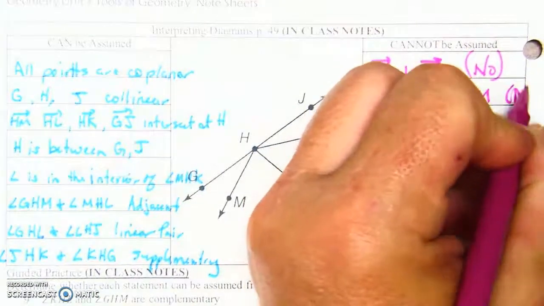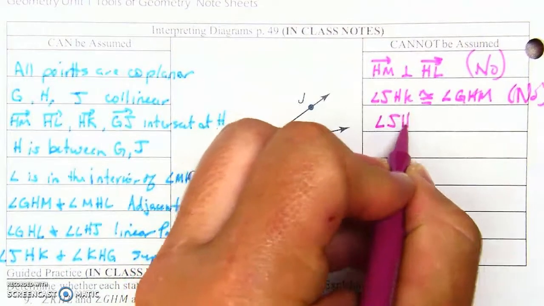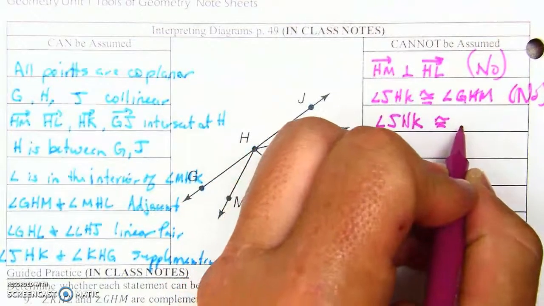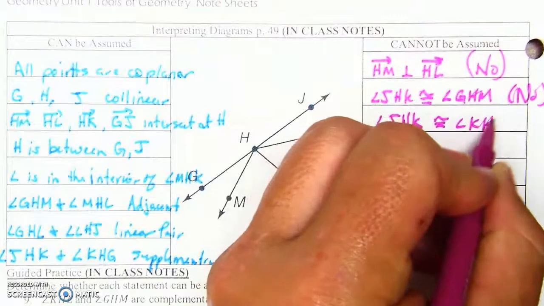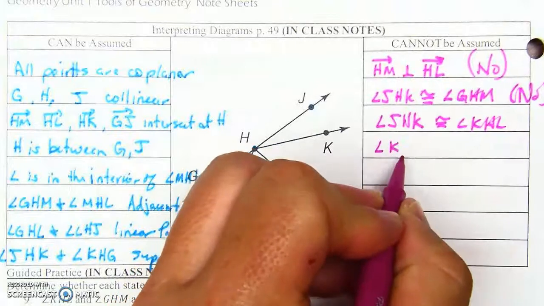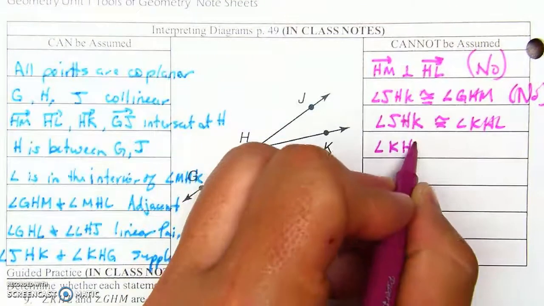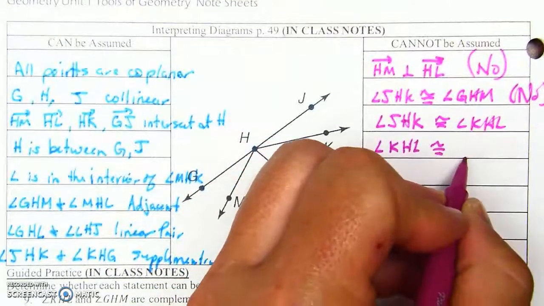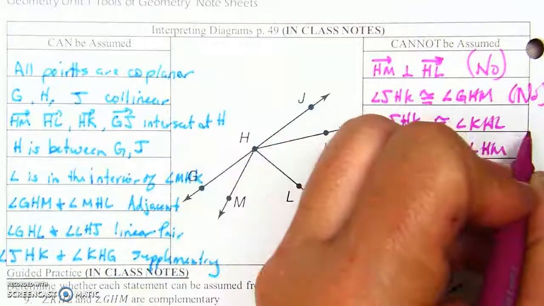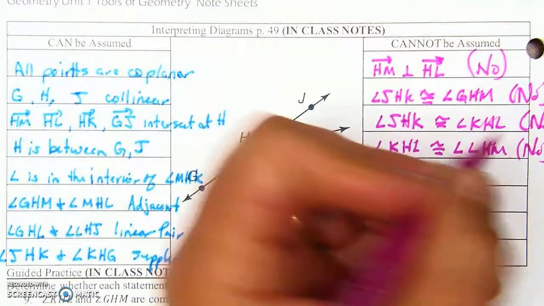Other ones we can't assume are also angles. These are all no's. Angle JHK cannot be equal to angle KHL, or angle KHL, that's supposed to be an H up there, cannot be equal to LHM. These are all no's, because there are no markings.